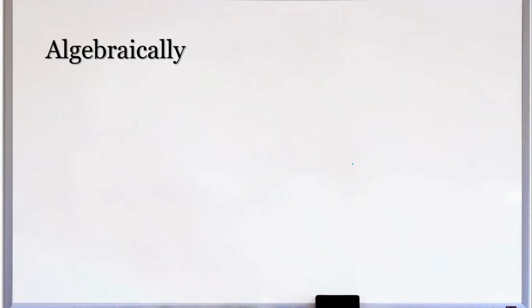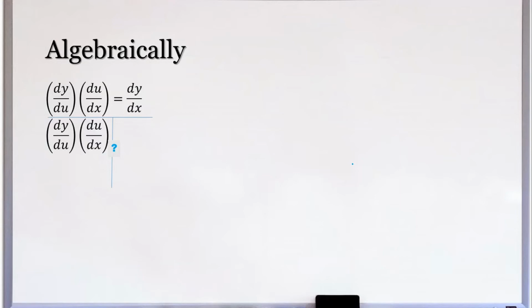And algebraically, I want to prove whether it is true and whether it makes sense or not. We will just multiply dy/du times du/dx algebraically. So we can see that du and du can cancel out each other. So we have dy/dx on the left hand side and dy/dx on the right hand side. Therefore, it is algebraically true.